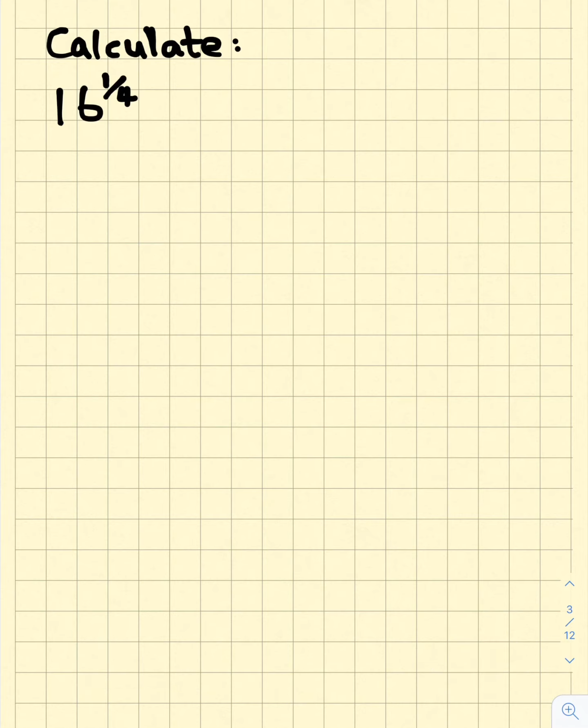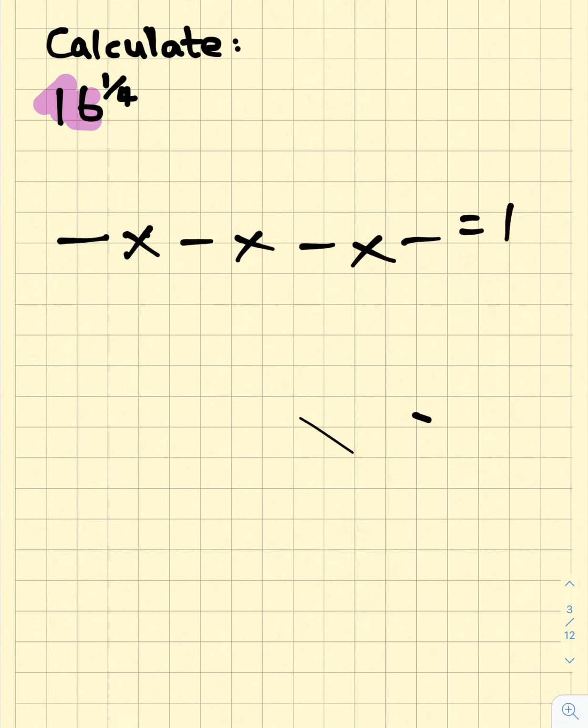Calculate 16 to the power of a quarter. So if we have 1/4, we're being asked for the fourth root. So what number do I have to multiply by itself 4 times to get 16? So let's take a look. So the number is in fact, and I want you to think about this, pause the video and think about it. Well, hopefully you paused the video and you discovered that it was in fact 2.